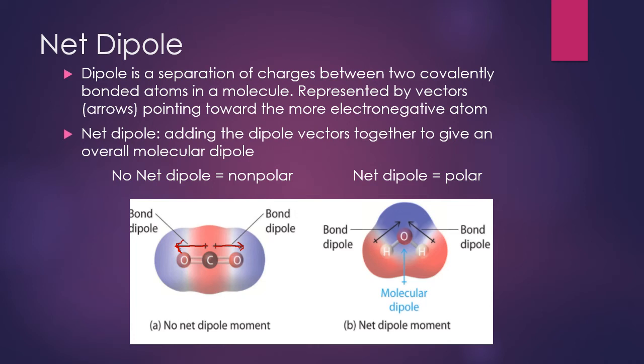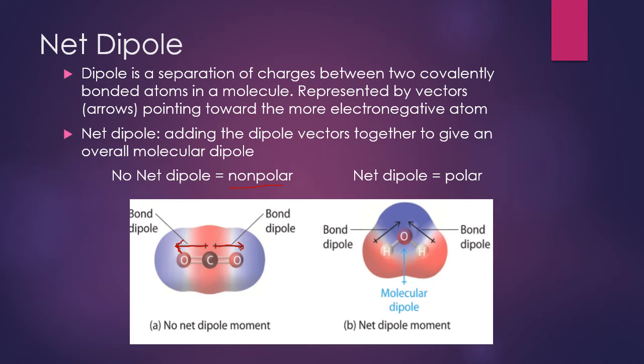Okay? So if we have no net dipole, that means the molecule itself is nonpolar. So even if that carbon-oxygen bond is polar, the molecule as a whole, since the arrows cancel, is nonpolar. So let's look at when the arrows don't cancel. So in the example of water. So water, H2O, is a polar compound. So how do we figure that out?